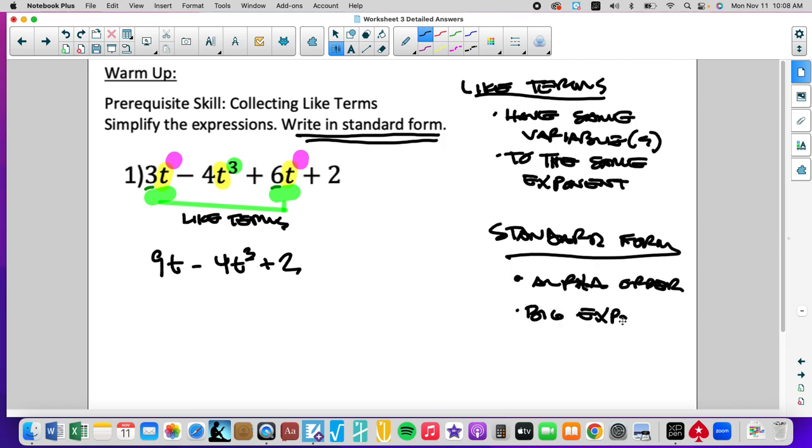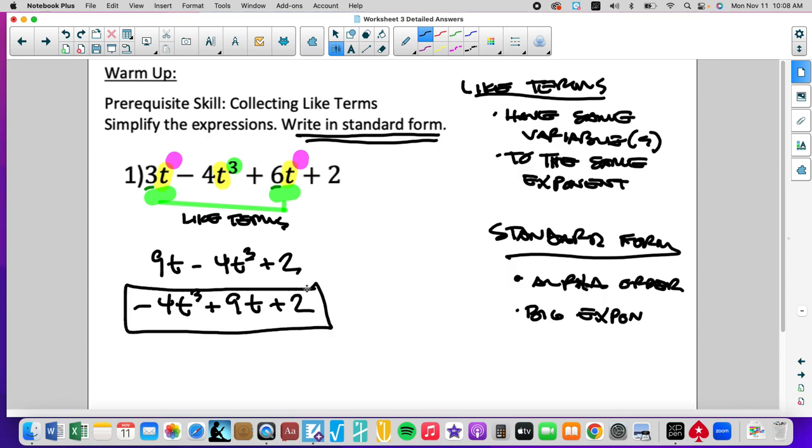So you do alpha, and then if they have the same letter, like in these, we go with the larger exponent. So that is t to the third. Coefficient has nothing to do with it. And so this would be our answer: negative 4t to the third plus 9t plus 2.